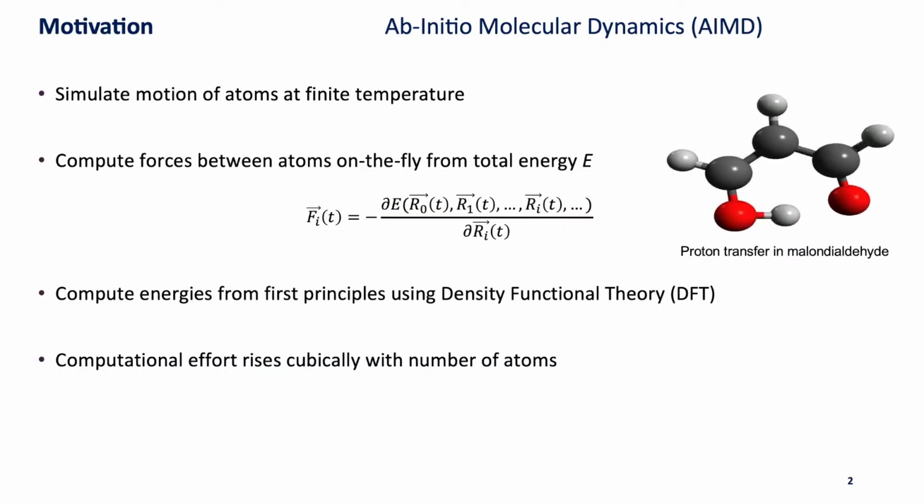What we're doing with CP2K is so-called ab initio molecular dynamics. So we simulate the motion of atoms at a finite temperature. But instead of relying on some models for the forces, we actually compute the forces as the gradient of the total energy of the system. And these energies we can compute from first principles using electronic structure methods, in particular density functional theory, or short DFT.